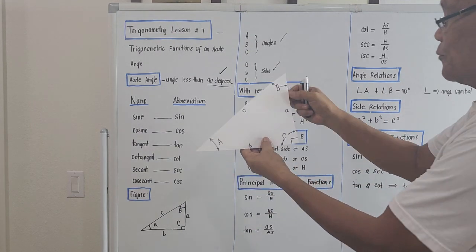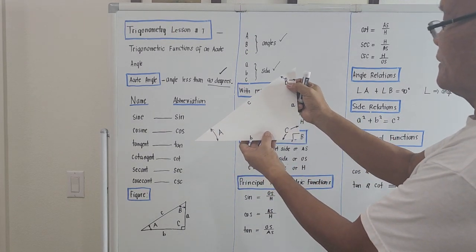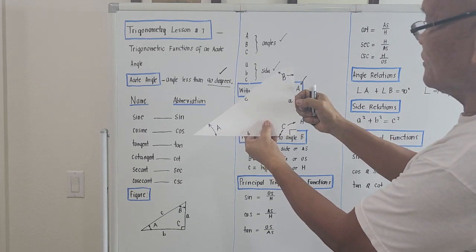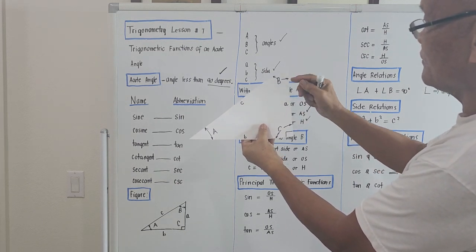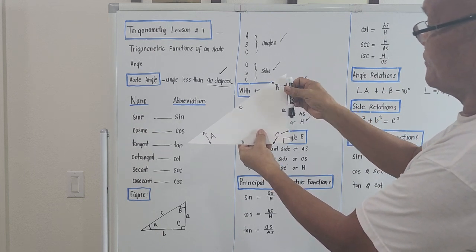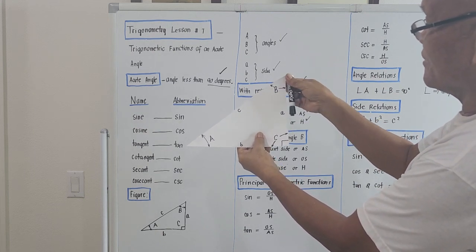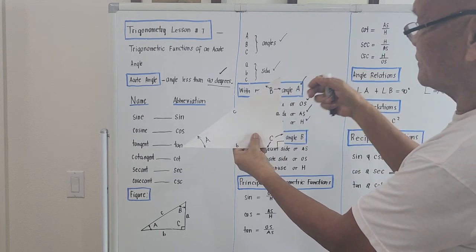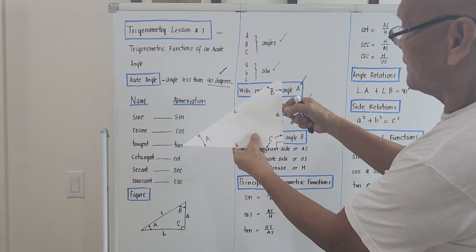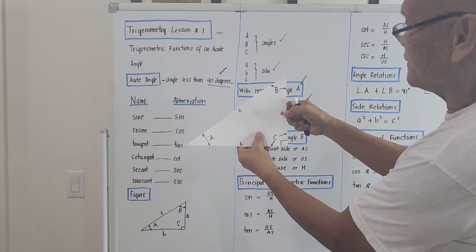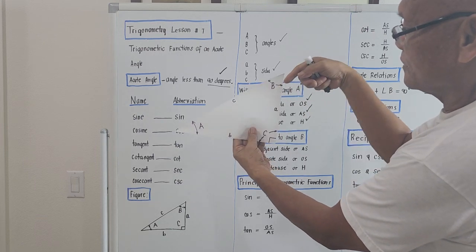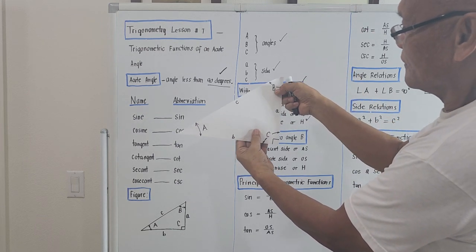But if we are considering angle B, that's a different story. For angle B, this A here will now be adjacent because it is adjacent to angle B. It is here. Adjacent. They are near each other. They are not opposite. Considering angle B, this A here will be adjacent side, and this small letter b will be opposite side. It's opposite considering this angle.